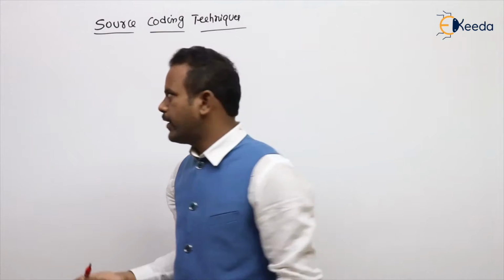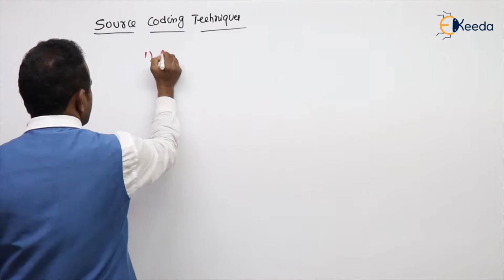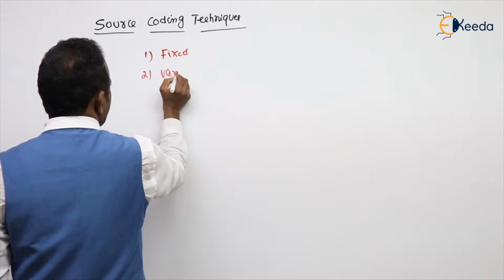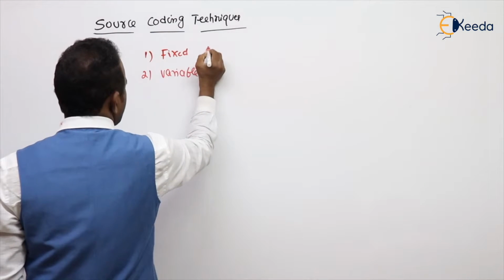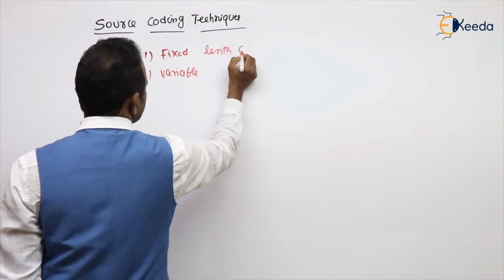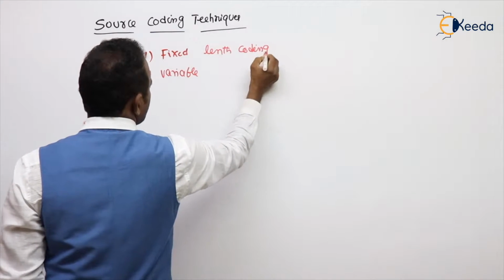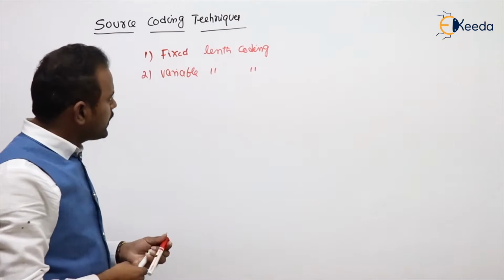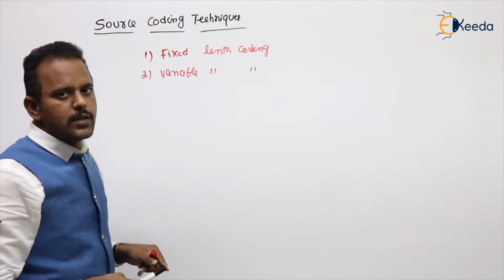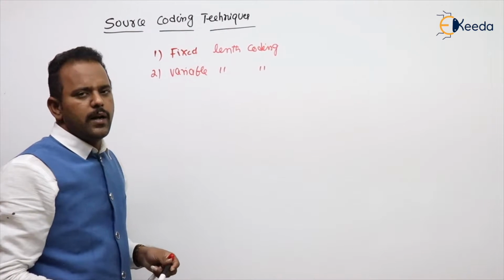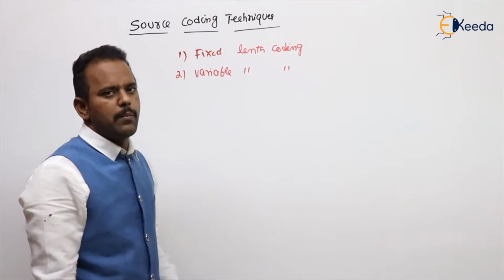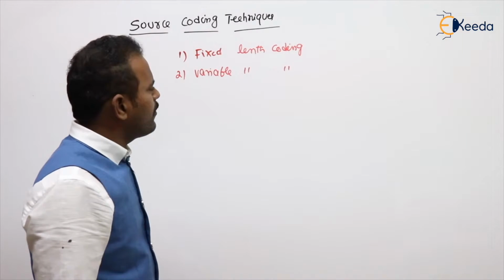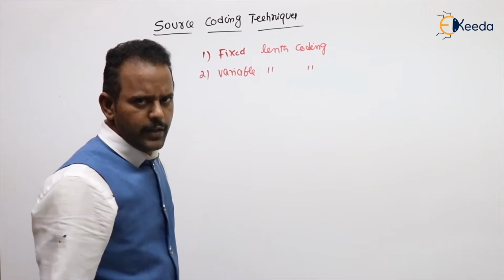What are the two we have? One is fixed, the second one is variable. So fixed length coding, second one is variable length coding. So what are we doing in fixed length coding? In fixed length coding, each and every symbol is represented with an equal number of bits, that is, an equal code length. In variable length coding, we use different lengths.